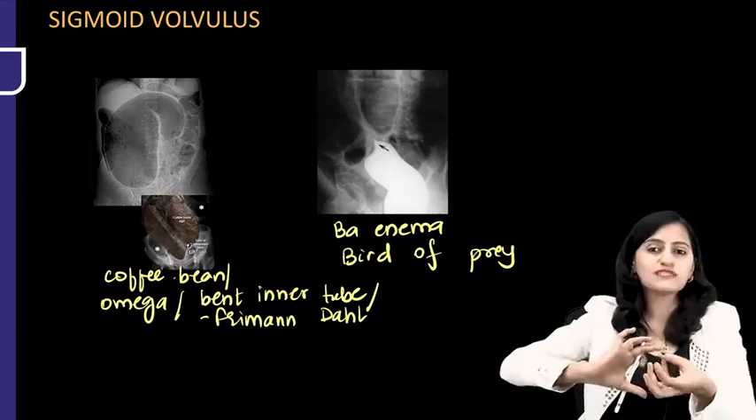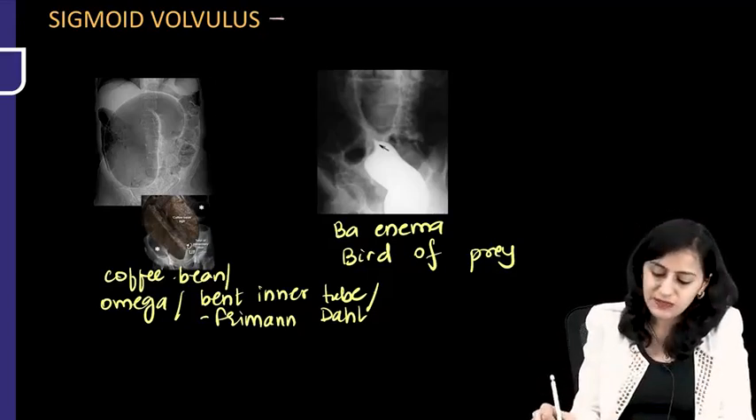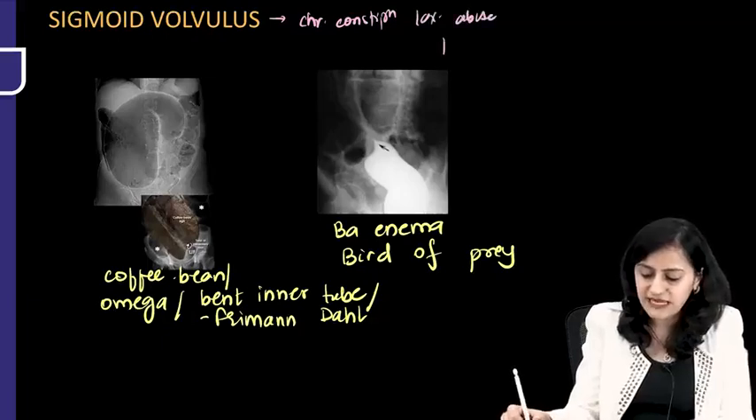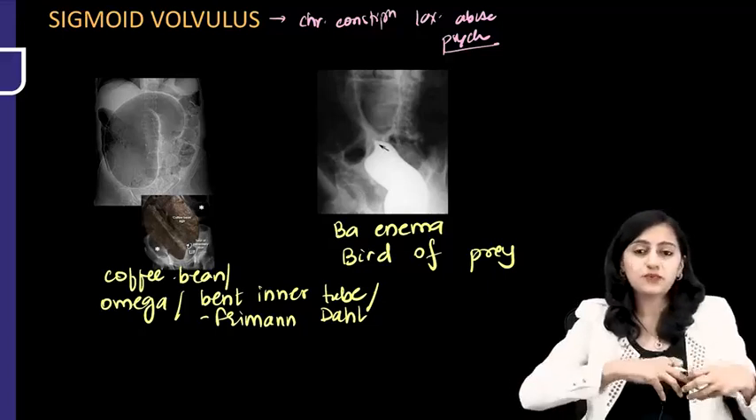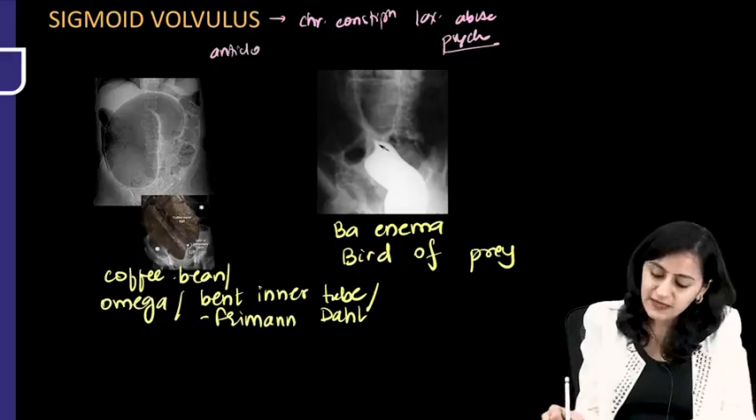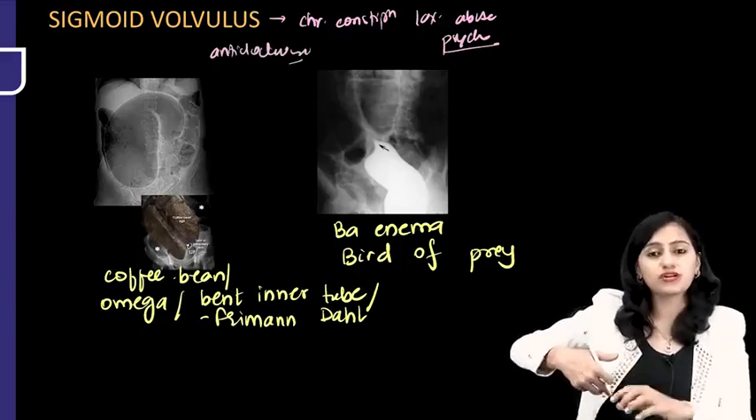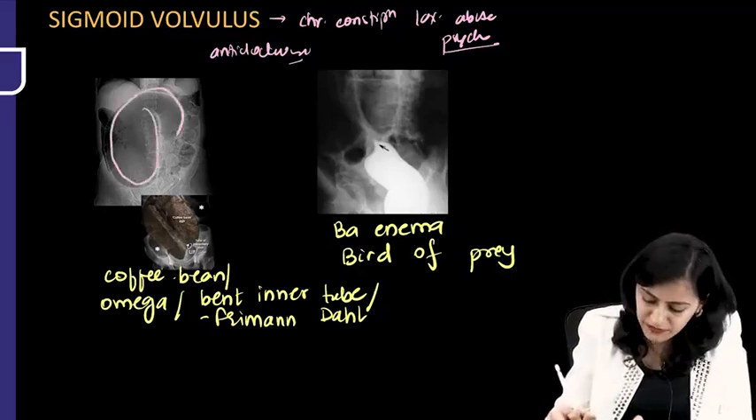Sigmoid volvulus means a twist. So there is acute pain in the abdomen. The predisposing factors are a patient with chronic constipation, with laxative abuse, psychiatric conditions. All these are predisposing factors. So when the sigmoid undergoes a twist, it is generally in the anti-clockwise direction and it comes in the right upper quadrant overlapping the liver. And what it gives is this coffee bean sign.